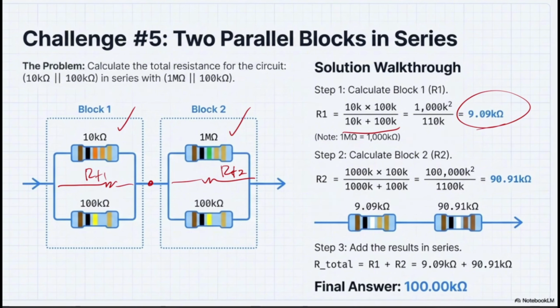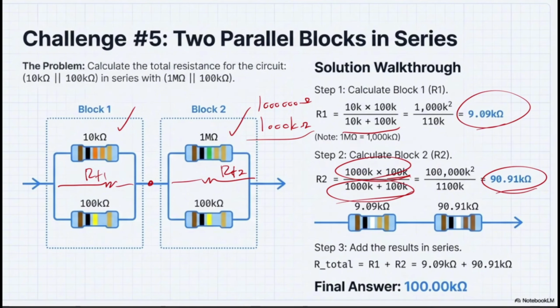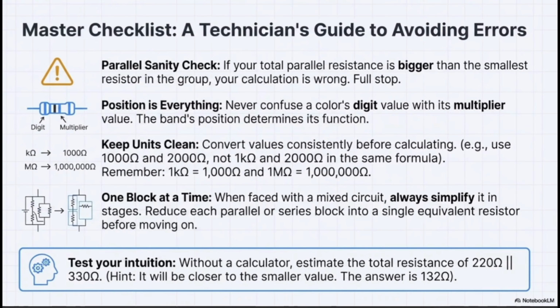Then step number 2 is to calculate block number 2. It means that I do have 1 mega ohm right now. So 1 mega ohm means 1 million ohm or 1000 kilo ohm. At this point, I do have 1000 kilo ohm and 100K. So I'm going to do this multiplication, then this addition, and finally I'm going to have this one. What I should do at the end? I have to add these two up. After adding them up, I do have my final answer. Simple, right? So let's talk about some checklists.